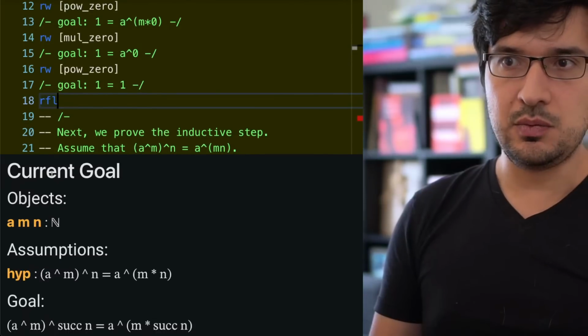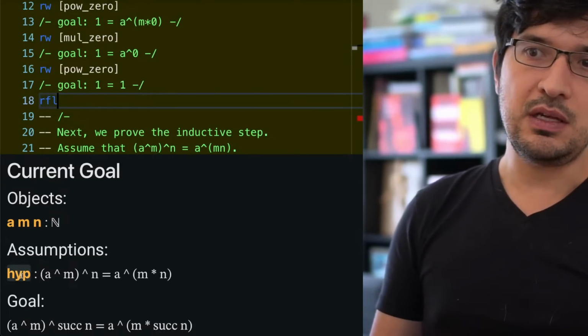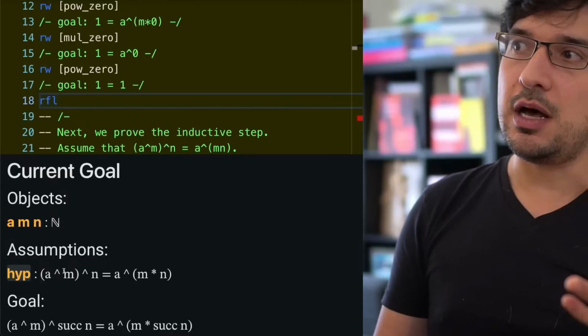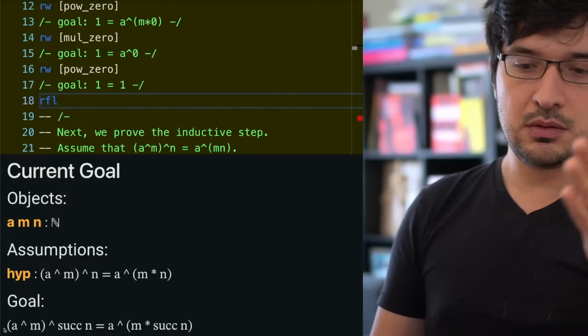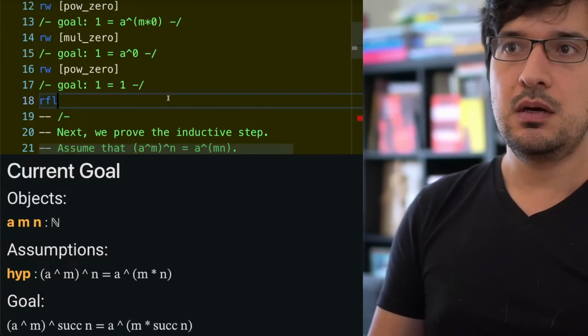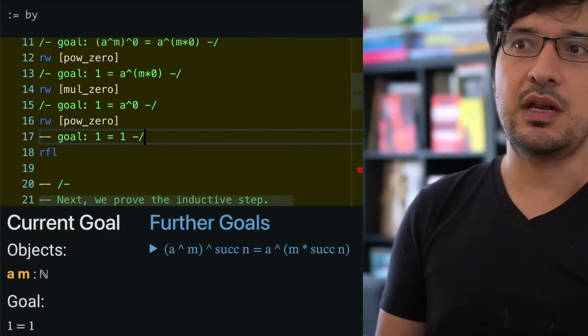Yeah, all right, so we updated to the inductive step. So we assume the inductive hypothesis here, and our goal is now to complete the inductive step, which is like showing that every domino is close to the next domino.